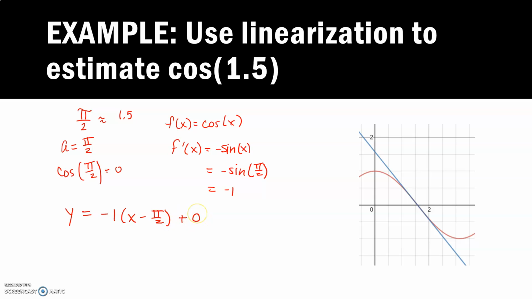plus 0. And then if we plug 1.5 into that, we get negative 1 times 1.5 minus pi over 2, and we get a value of about negative 0.071.